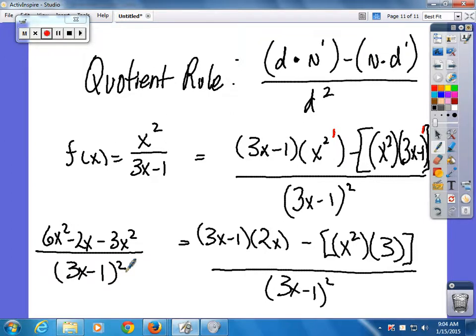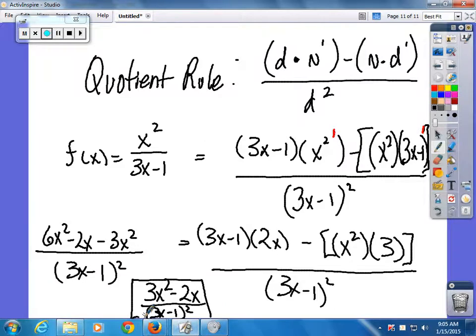And 6x squared minus 3x squared is what? 3x squared minus 2x over 3x minus 1 quantity squared. And I'm not going to go any further. You might be able to factor out the x, but that's all you're going to be able to do, because you're going to get a trinomial on the bottom, 9x squared minus 6x plus 1, but you're not going to be able to cancel anything. So factor out the x right there, and that's how you do the quotient rule.